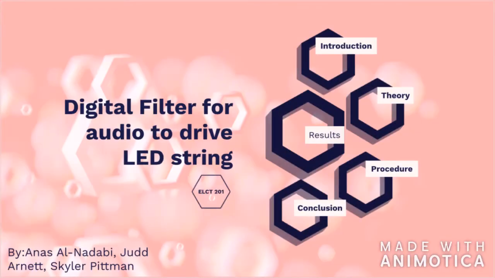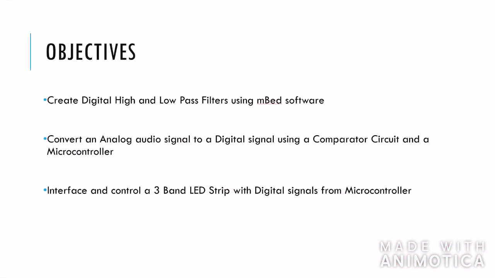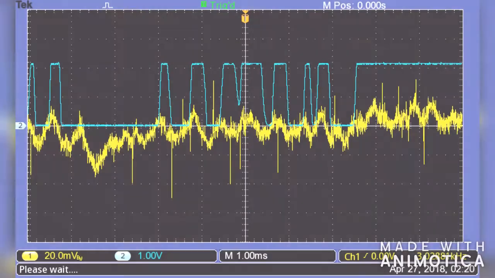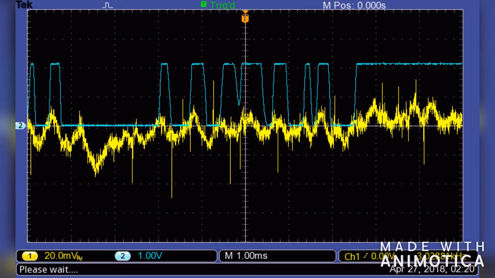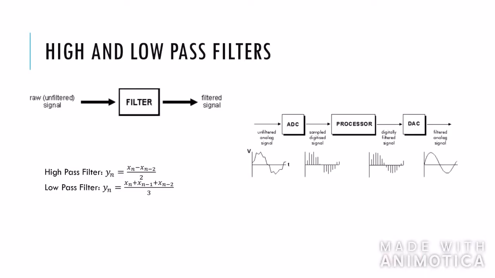We're going to walk you through our ELCT 201 lab project, which is a digital filter for audio to drive an LED string. The objective of our project is to interface and control an LED string using high pass and low pass digital filters with an audio signal being acted upon. The way our system works is by taking 3 samples from an audio signal and converting them to a digital high and low pass by using respective equations and then turning on a corresponding LED.